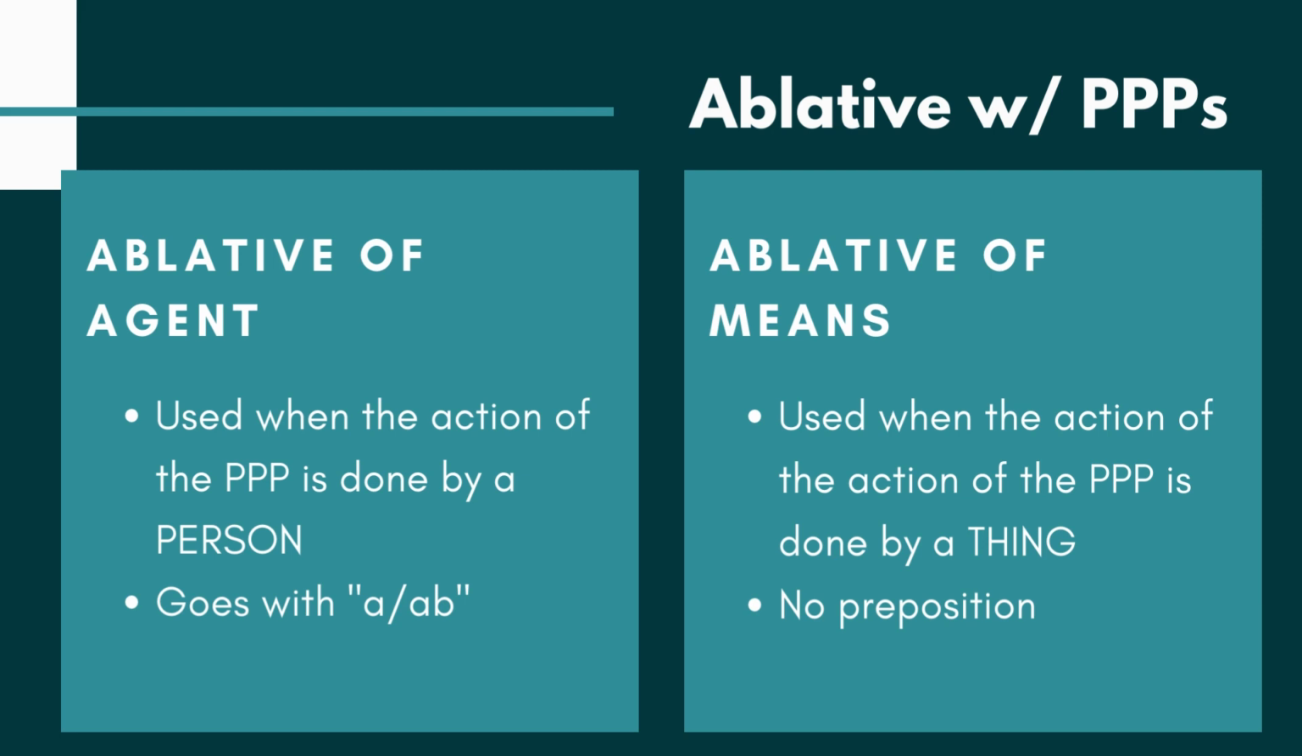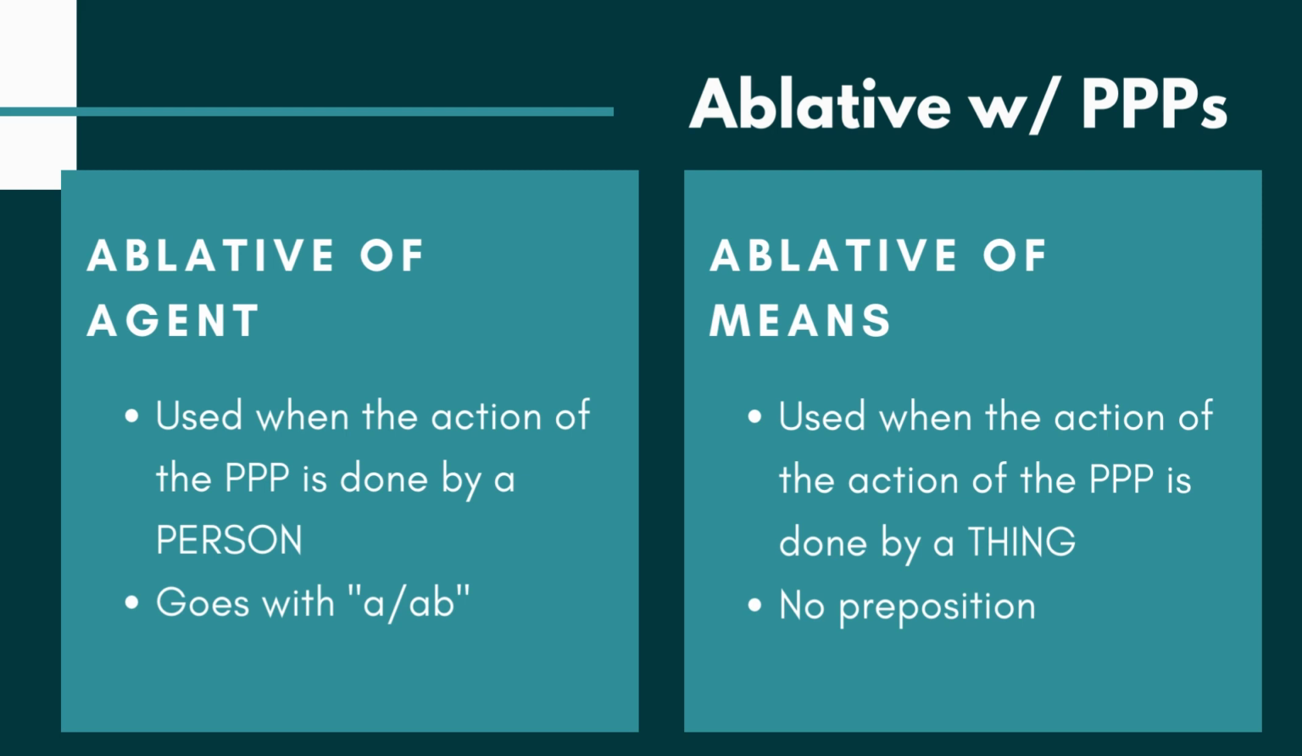When you're dealing with the ablative case in PPPs, right, if you're using the ablative of agent, that's when the action of the participle is done by a person, and it's going to go with a or ob, just like we saw in the example. If you're using the ablative of means, that's when the action is done by a thing, right? Think the sword. There's no preposition involved.